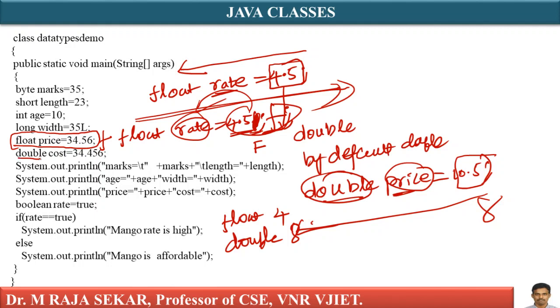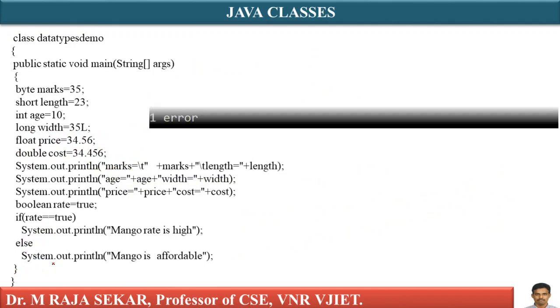For example, here just see double cost equal to 34.456. In this case, an error will not be generated. Anyway, by default, it will be treated as double. You are storing a double value in a double variable only. It won't give any error message. Let me show the output.